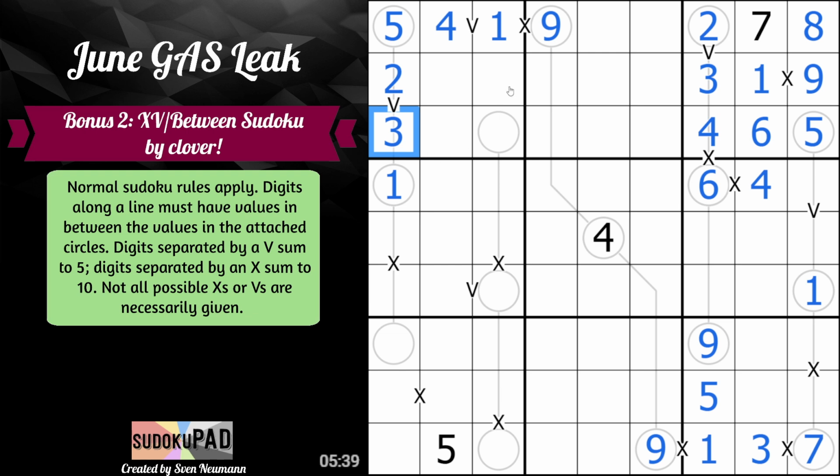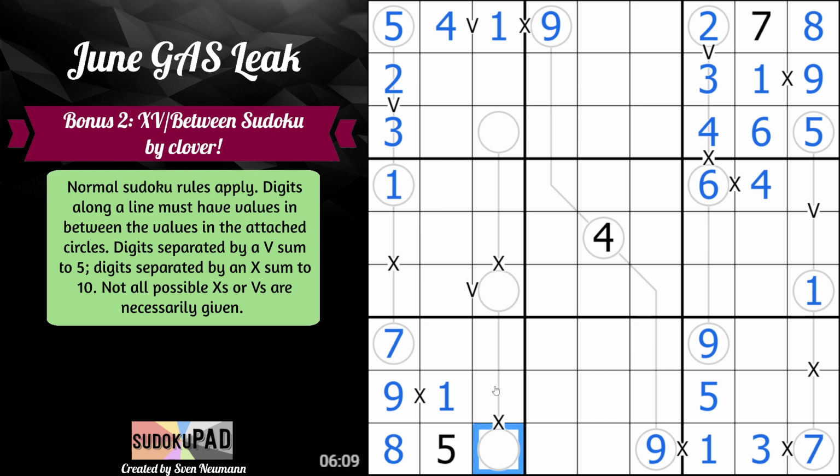6. Hmm. 4, 6, 7, 8, 9. Where does 9 go? And actually, 9, because the 7 gives us 8, 7. 9 gives us 1. This has to be 4, 6.